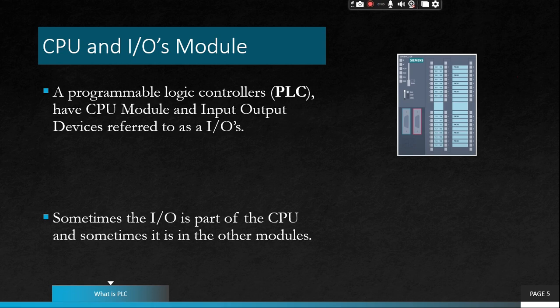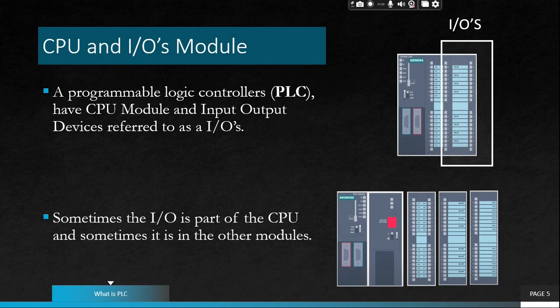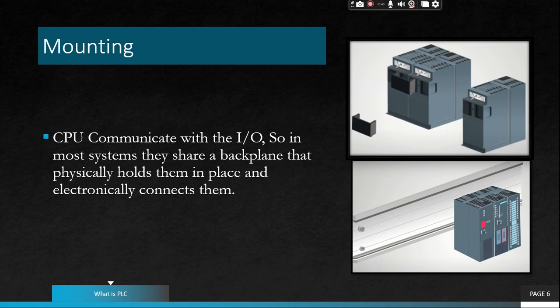Now, CPU and IO modules. Actually, programmable logic controllers have a CPU module and input-output devices referred to as IOs. As shown in the picture, the module is a PLC and it has IO devices built in, and sometimes the IO part is different in different module forms, and it is a part of the CPU, and sometimes it is in other modules.